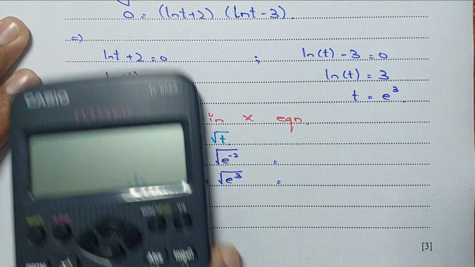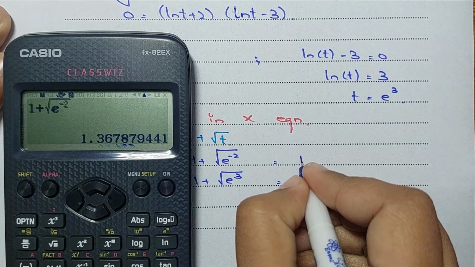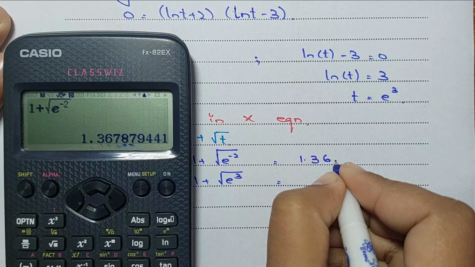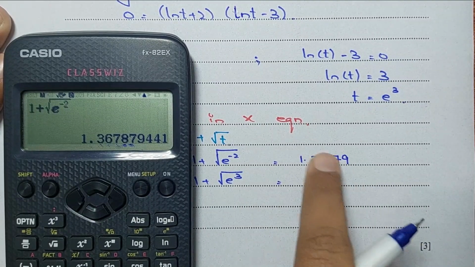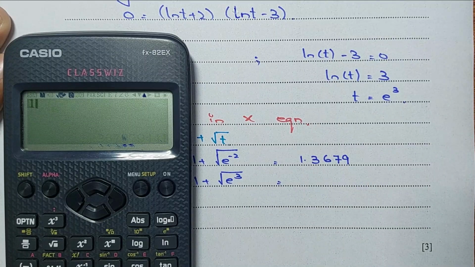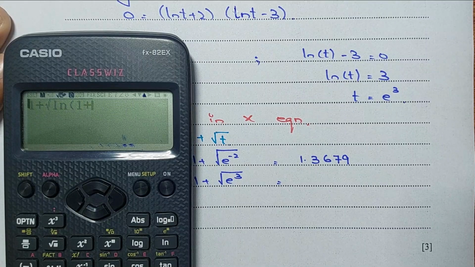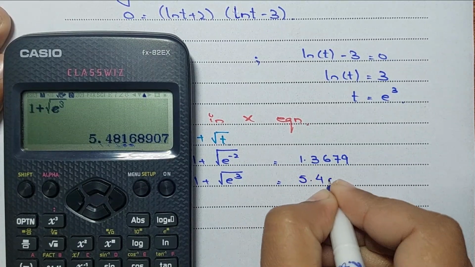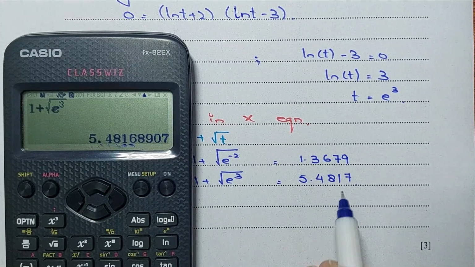Okay, let me check. 1 plus root e to the power negative 2 is 1.3679, up to 4 decimal places, and 1 plus root e cubed is 5.4817. Okay, which one is the x coordinate for A and which one is for B?